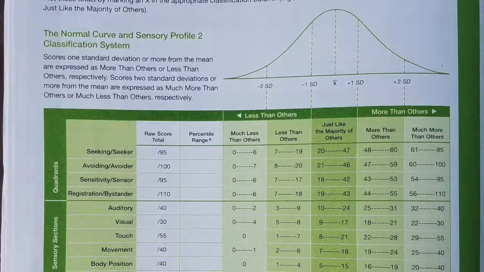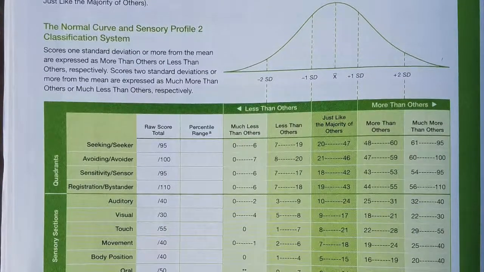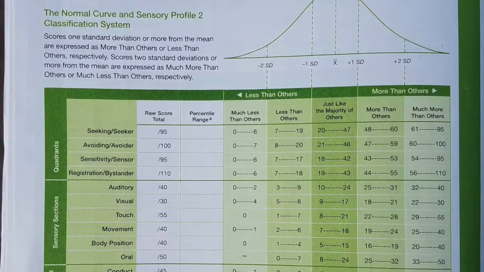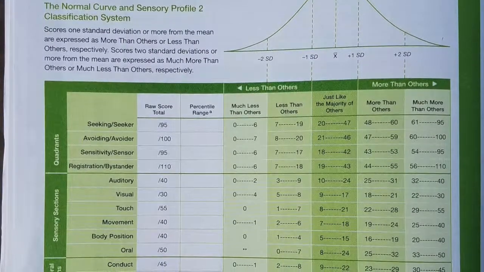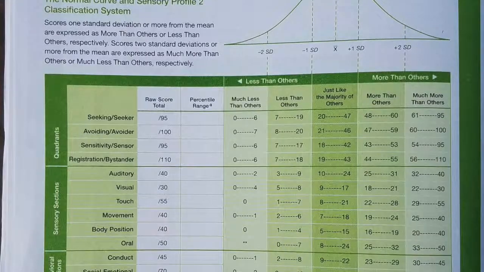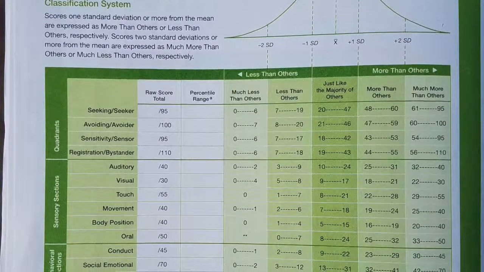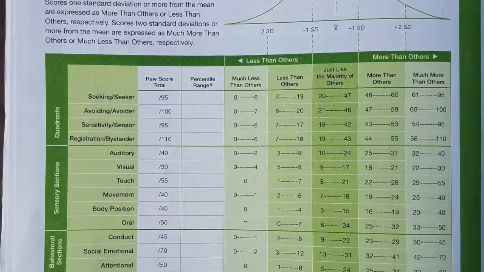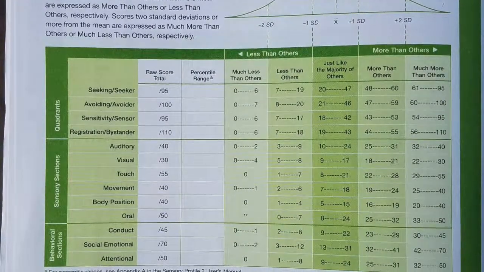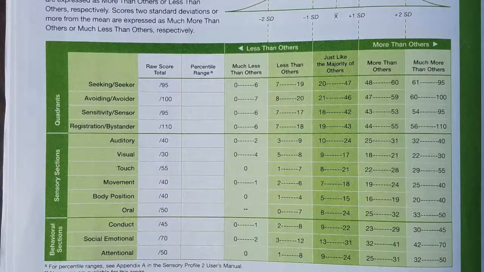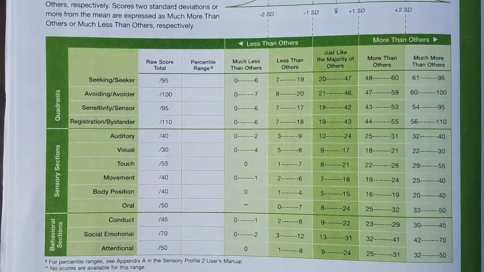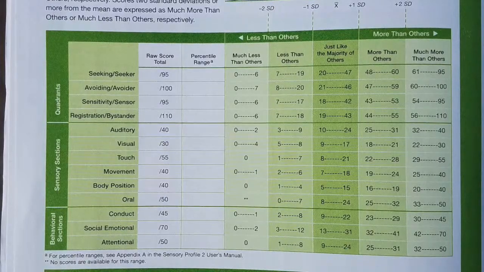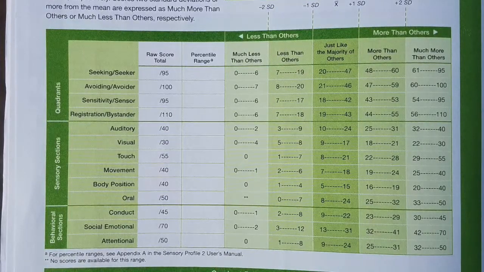So the raw scores are compared with the normal curve scores for each of the 4 quadrants. And if a child scores 1 standard deviation from the mean, they are considered more than others or less than others in that quadrant, depending on which direction their standard deviation was from the mean. If a child scores 2 standard deviations or more from the mean, they are then considered much more than others or much less than others. So for example, if a child scored 2 standard deviations above the mean for the sensitivity quadrant, that child would be considered to notice sensory input much more than others.